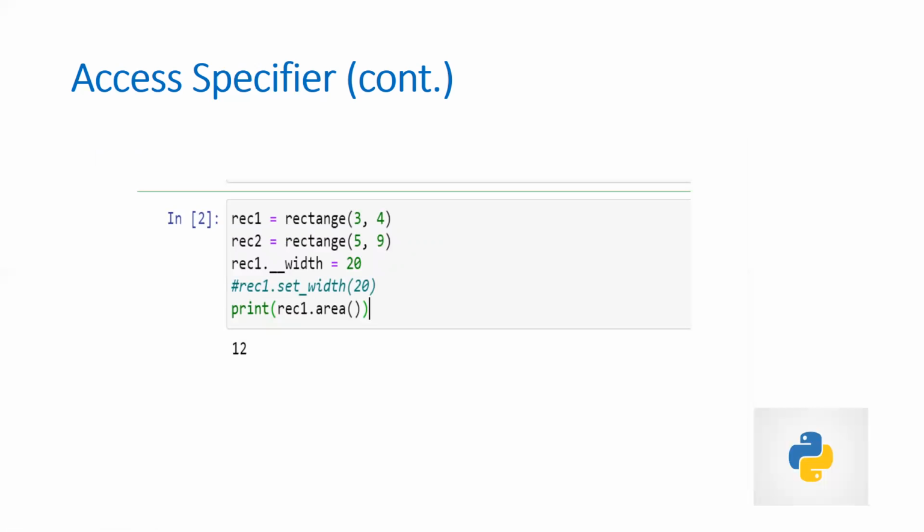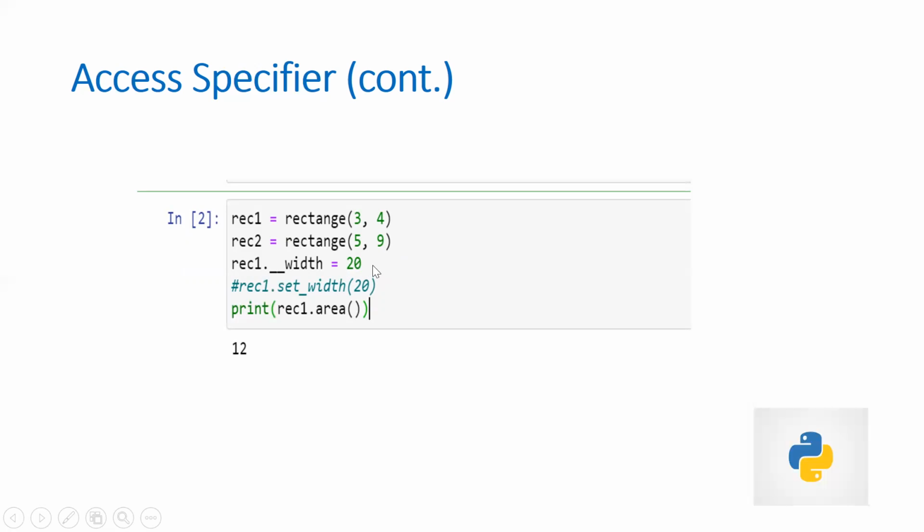Now I want to access the information outside using the set and get methods. And now what happened? You see here I write rectangle 1 equals rectangle 3 and 4. Here I created another object, rectangle 2. Now here I want to modify the value: rectangle 1 dot __width equals 20. I just modify the width. The width was 4. Now the width is 20.